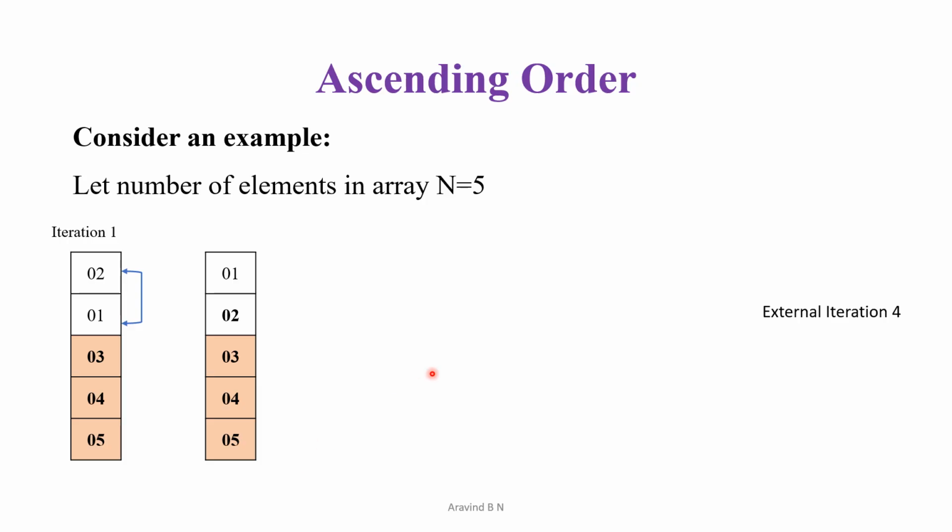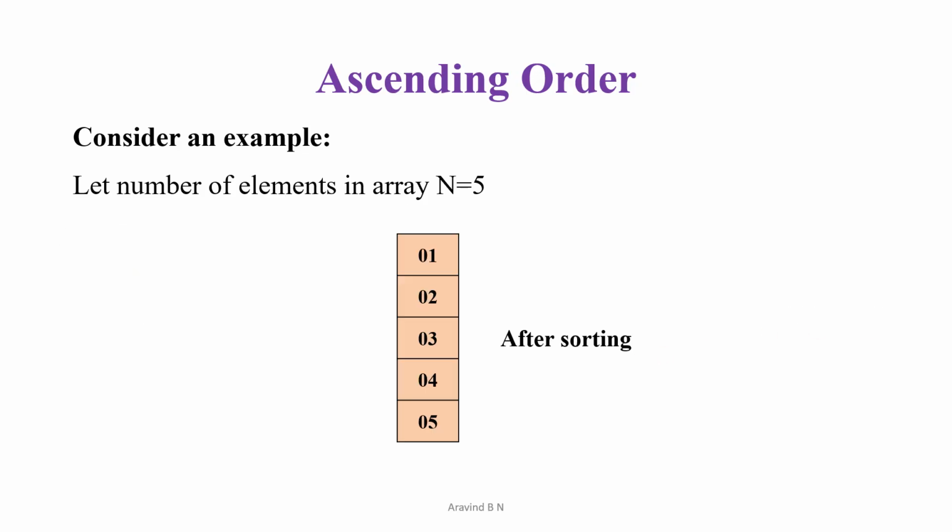As you can observe, n value is equal to 5. That means the number of elements that we considered was equal to 5. After how many total external iterations we had run? We had run n minus 1 external iterations in total. So after sorting, this is what the values we are going to have.